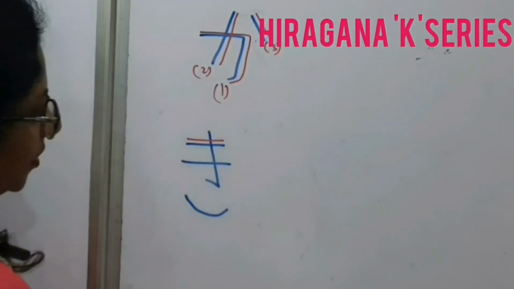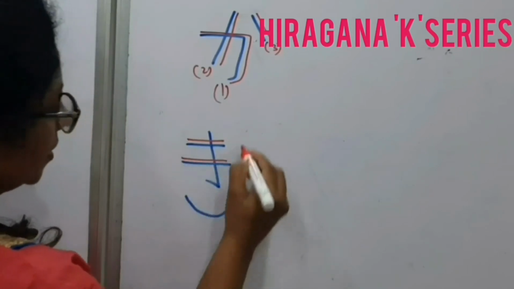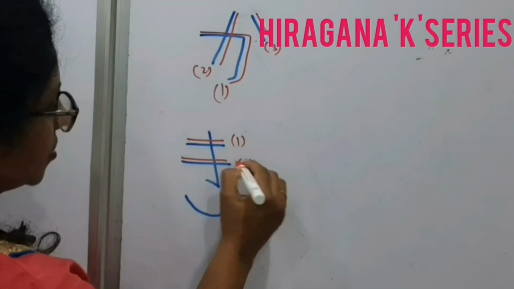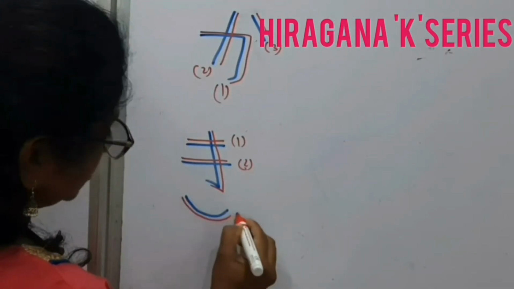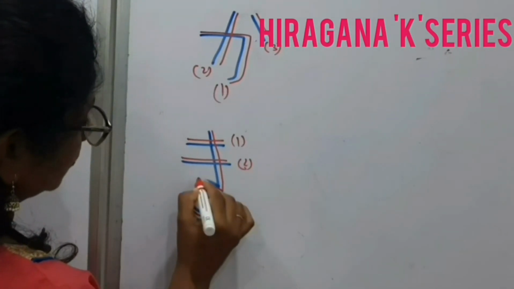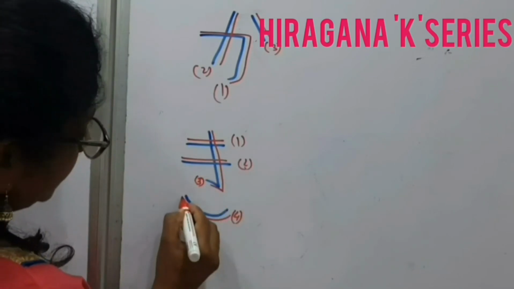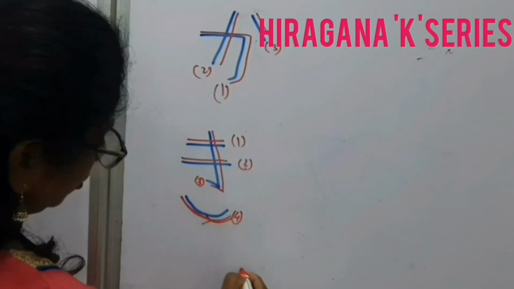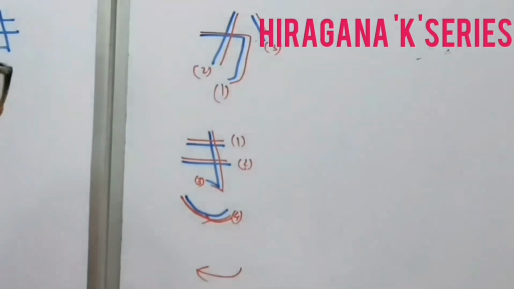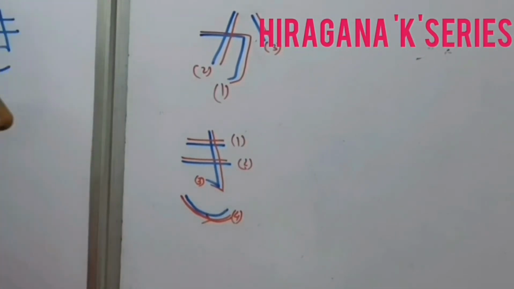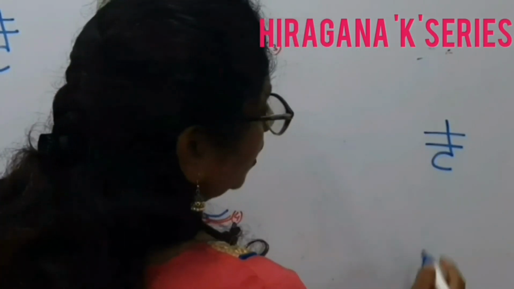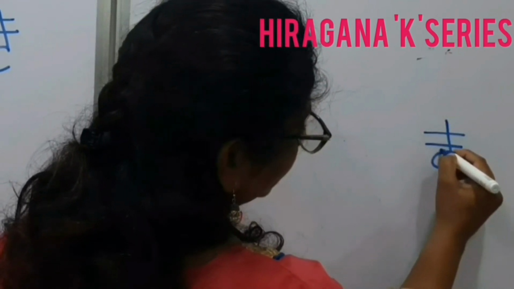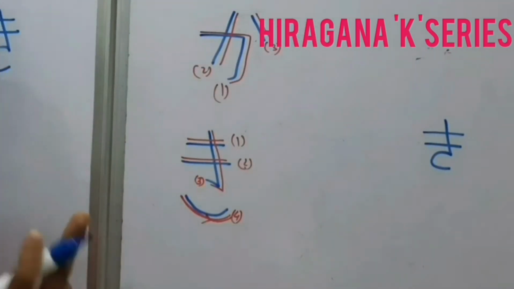First horizontal line, second horizontal line. This is first stroke, this is second stroke. Third is like this. And fourth is this. This is fourth and this is third. This is in this way only. Okay? We can't go like this. Understood? So this is fourth stroke. You will find somewhere ki maybe like this. Okay? So this third stroke and this fourth stroke, they are connected.